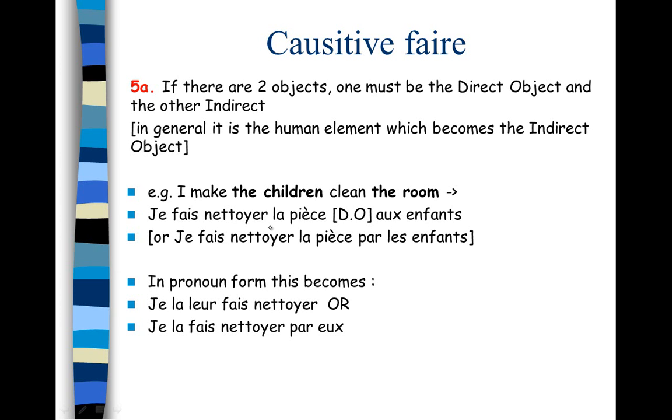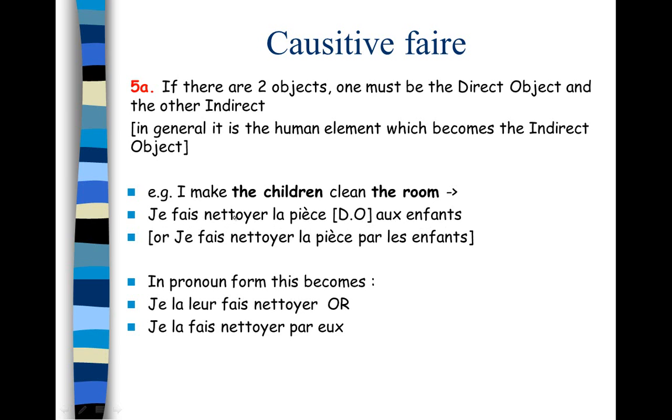Here's how it looks in French. If we have something like I make the children clean the room, je fais nettoyer la pièce, because je fais, and then here's our infinitive, nettoyer la pièce, which is the direct object, aux enfants. Two ways we can do it actually. We can either say aux enfants, or we can say par les enfants. What we're going to talk about later is that maybe one of these forms is a little less ambiguous than the other. If you read a sentence like this, though, you need to be able to know what it means. But if you were writing a sentence, we'd probably suggest that you take this option.